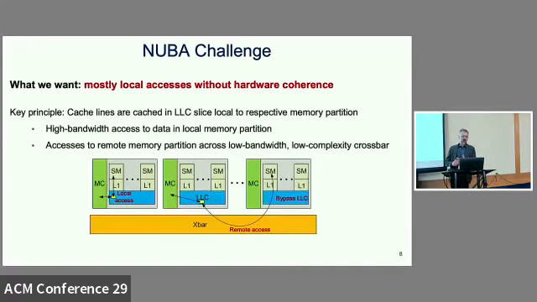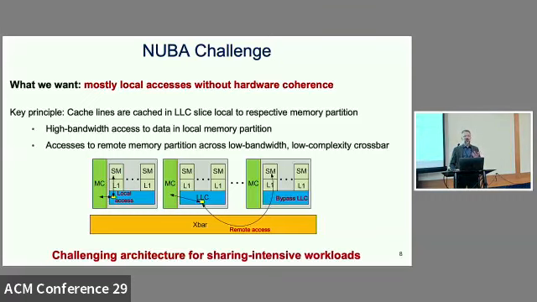So the key challenge for NUBA is to have mostly local accesses, but without hardware coherence support. The key principle is that the cache lines are cached in the LLC slice local to the respective memory partition, as I mentioned before. And so we have high bandwidth access to data in a local memory partition, but if we need to access data from a remote memory partition, we bypass the local LLC and go over the lean NOC to the other memory partition. This is actually a challenging architecture if you have sharing-intensive workloads.